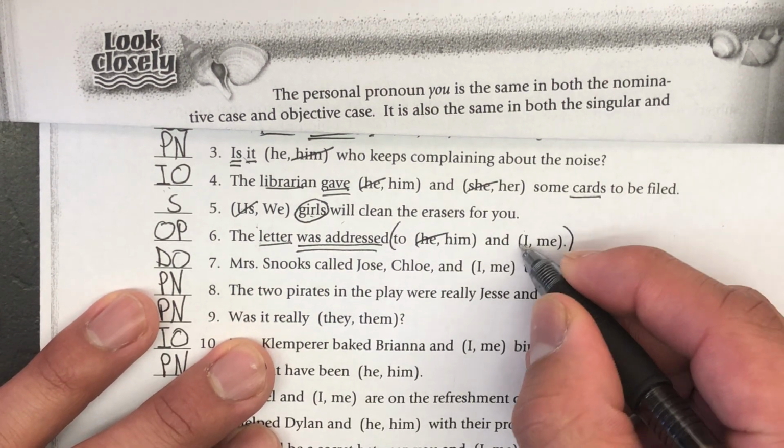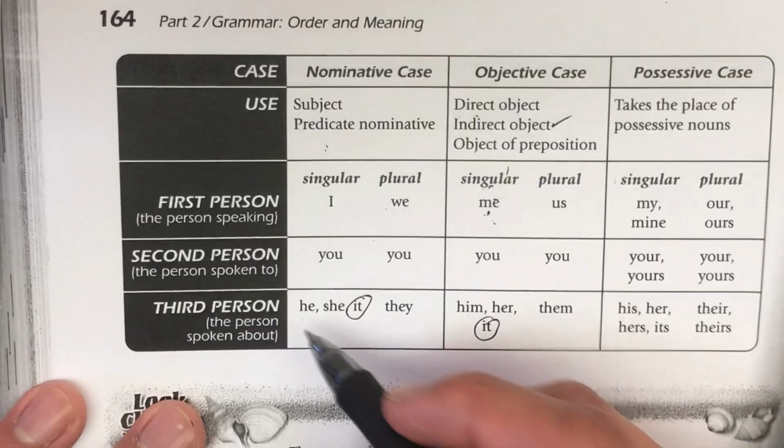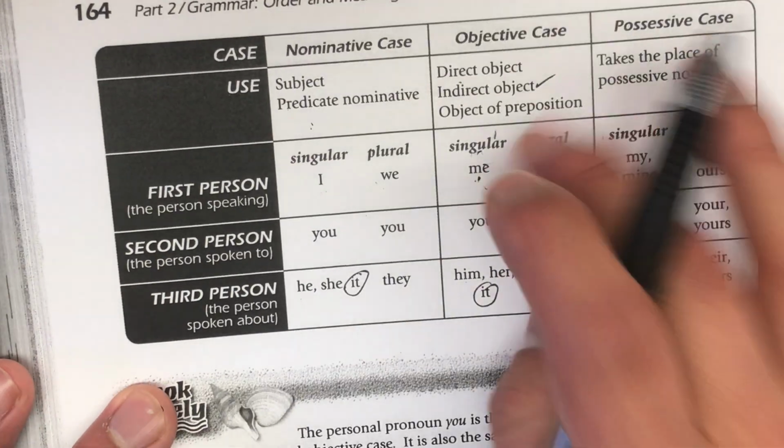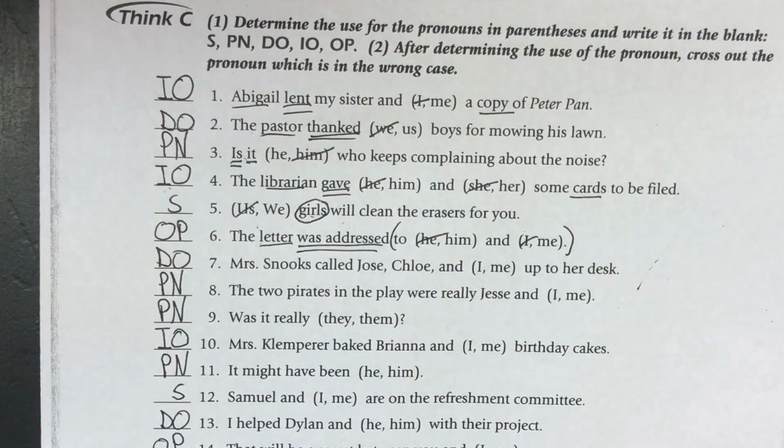So let's cross out this one. Him and me. Because he and I are in the nominative case. Therefore, we can't use he and I. We must use the pronouns in the objective case.